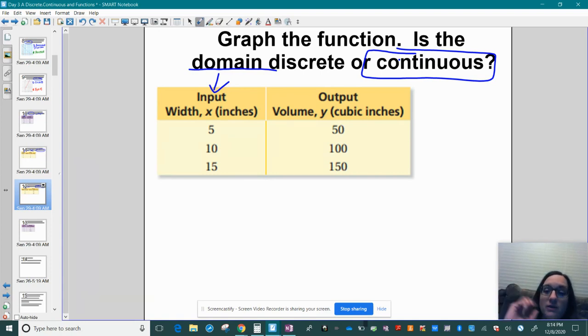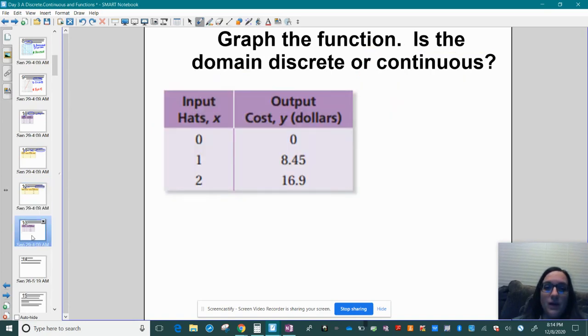Now, I could see an argument for discrete here. We can discuss it in class if you would like, because there's just not quite a full enough amount of information, but with the little information we have, continuous. All right, domain, discrete, or continuous.